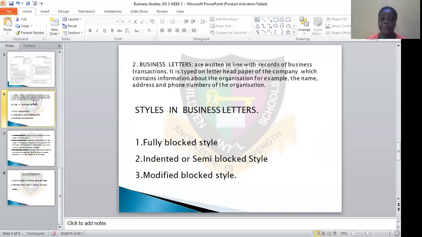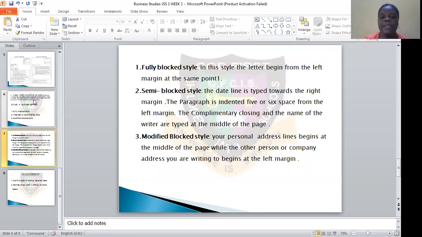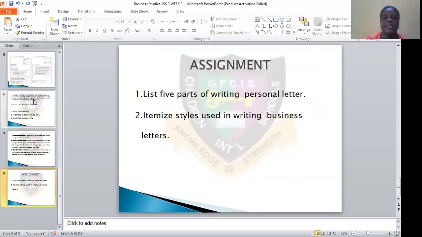to continue writing. The assignment you are having is to list 5 parts of writing personal letters and itemize styles used in writing business letters.